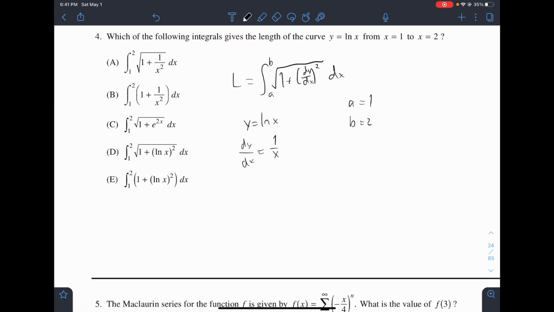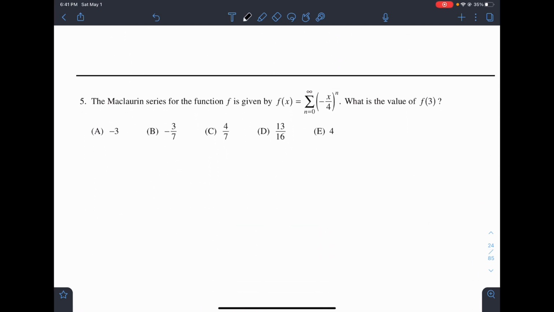And so now we can just plug this in. So L equals the integral from 1 to 2, that's our a and b, square root of 1 plus, now 1 over x squared is just the same thing as multiplying 1 over x by itself. So we get 1 over x squared dx. And that's A. A is the only one that fits, so A is our answer.